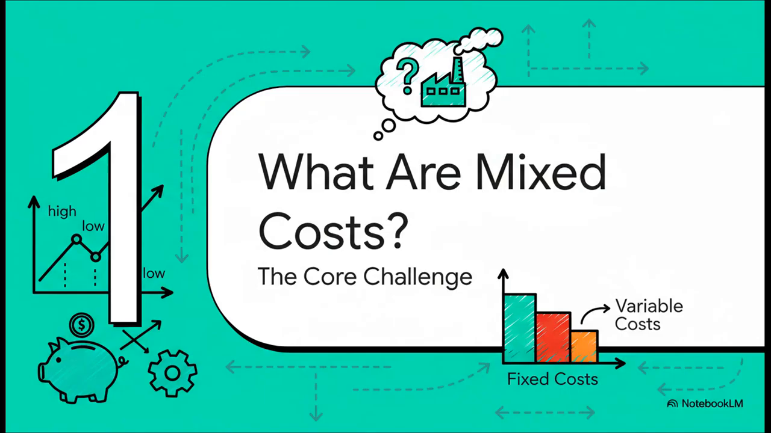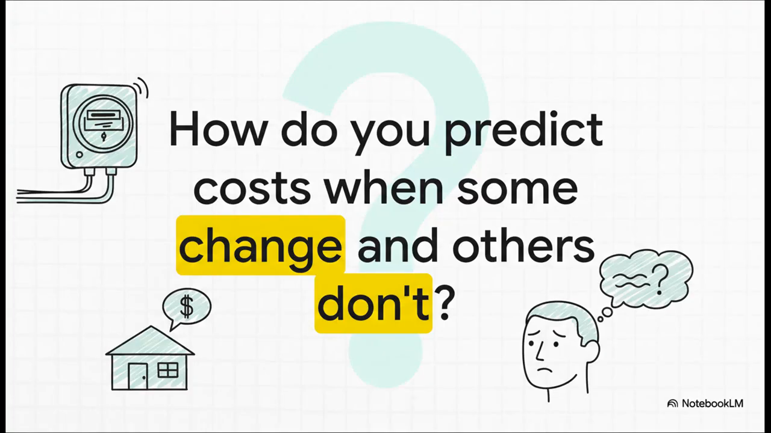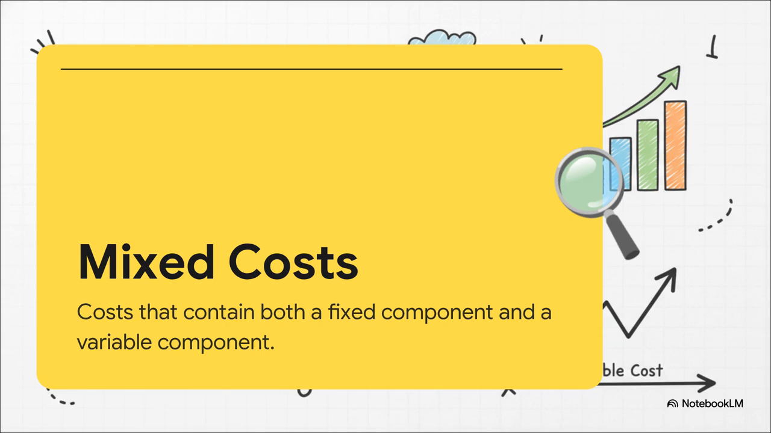Okay, first things first. Before we can appreciate the solution, we've got to understand the problem. So let's set the stage and look at the core challenge this whole method is designed to tackle. This right here is a huge challenge for basically any business. I mean, think about it. Your bill for raw materials goes up the more you produce, right? But your rent, that stays the same every single month. Trying to create a budget when you've got these different types of costs all jumbled together can be a real headache. And that is what we call a mixed cost.